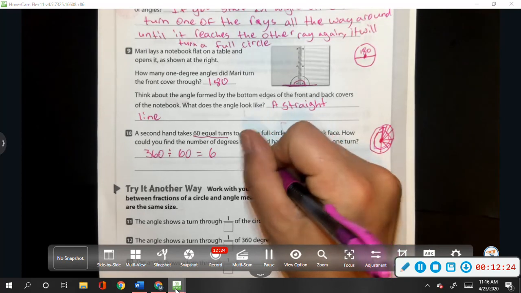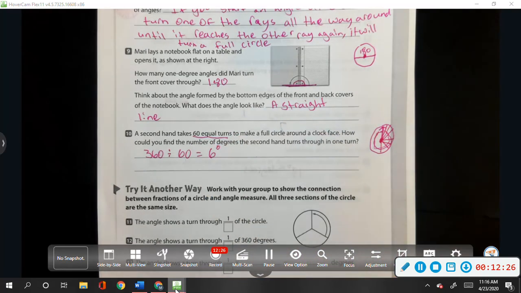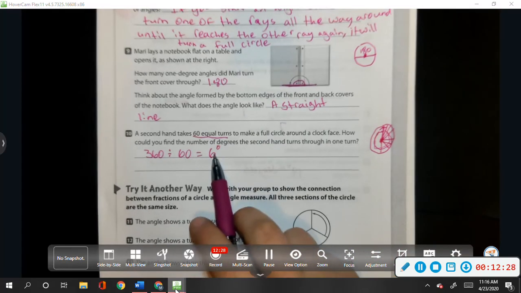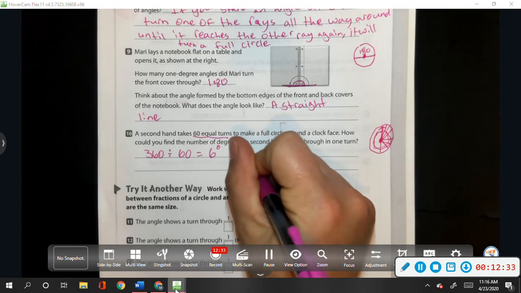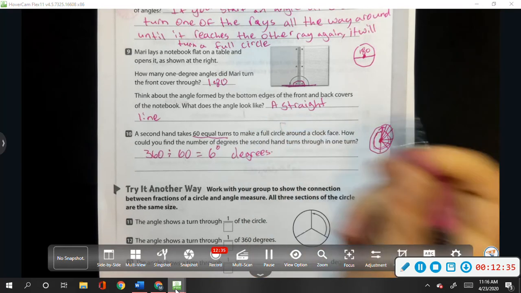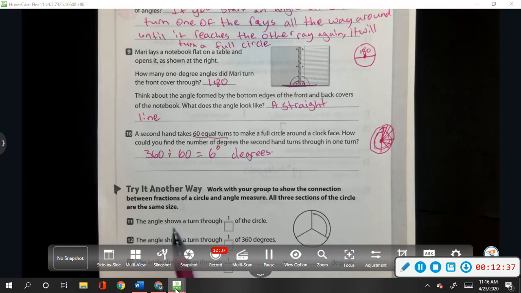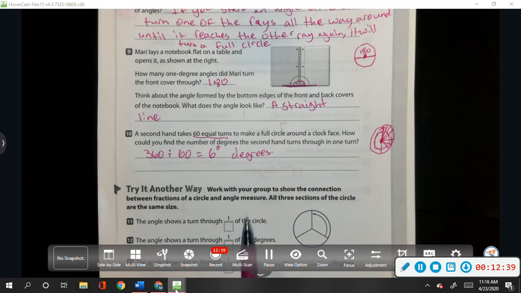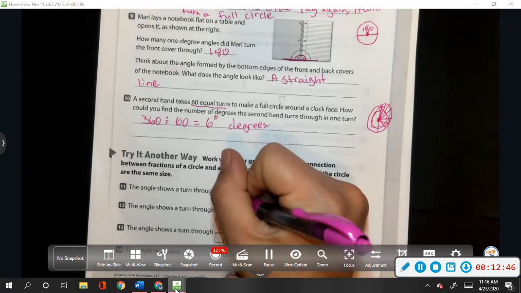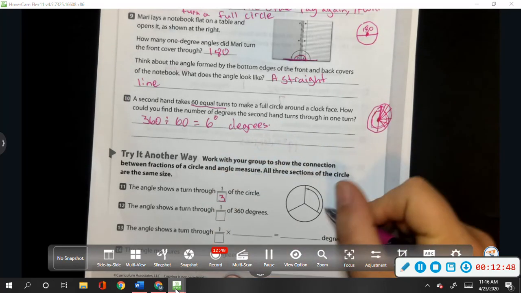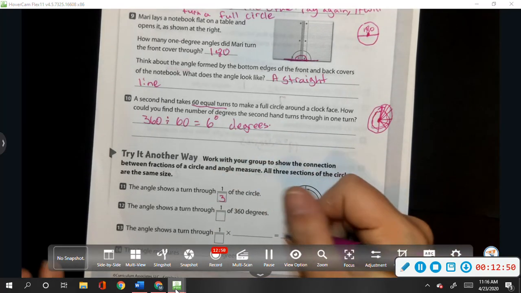So it would be 6 degrees. You can use the degree symbol, or you can just write degrees. Number 11. The angle shows a turn through what fraction of the circle? Well, here's our part of the circle that it turned. So it turned 1/3, 1 out of 3 parts of the circle.